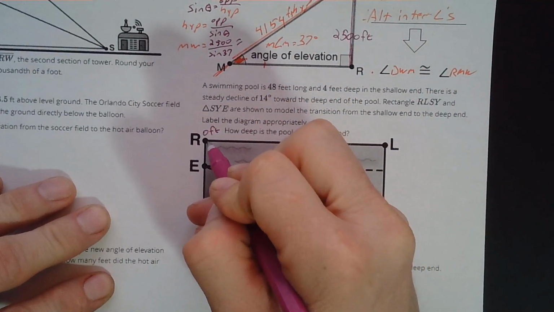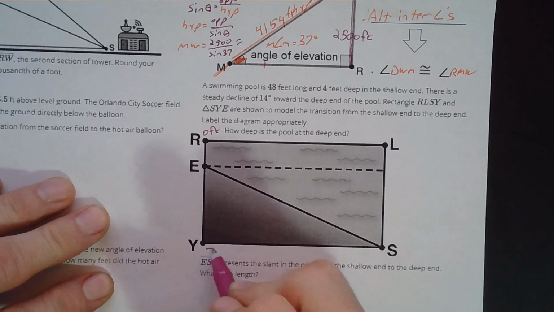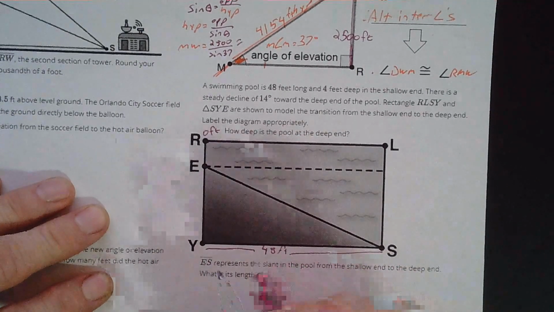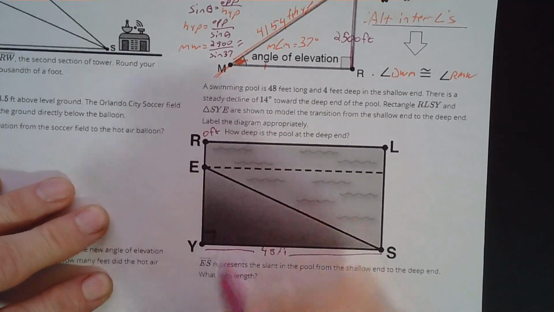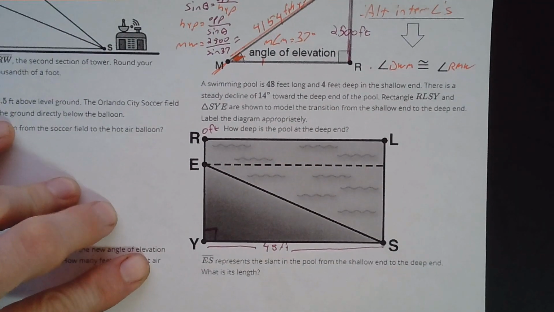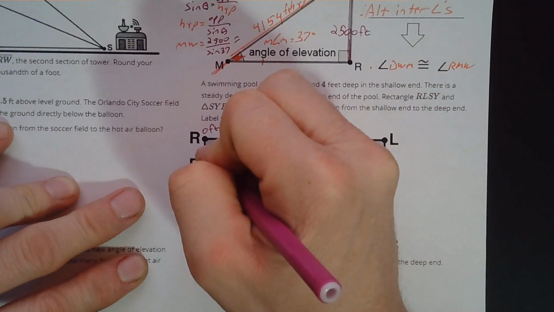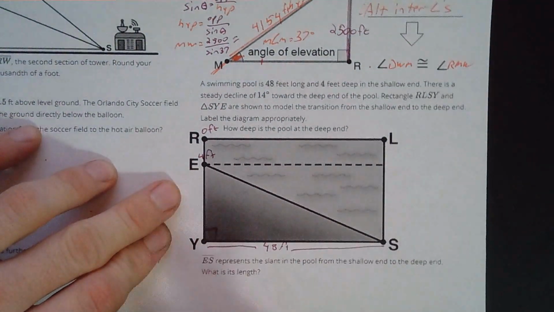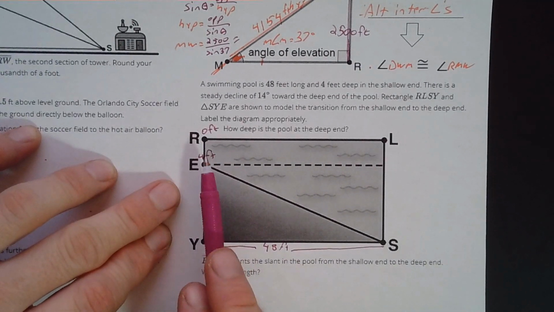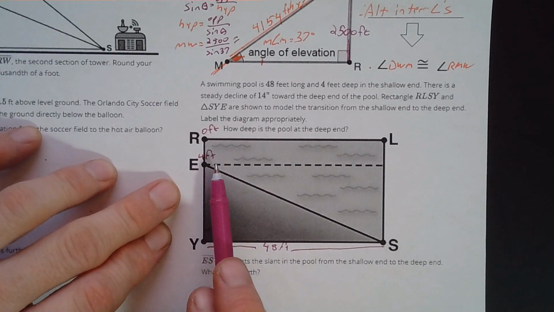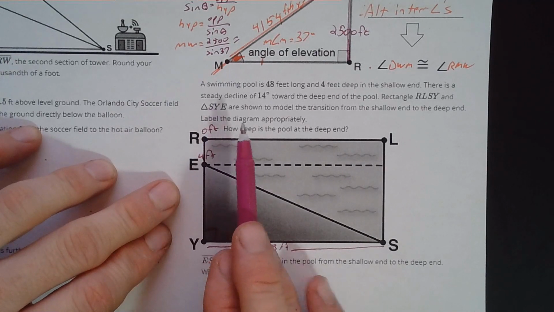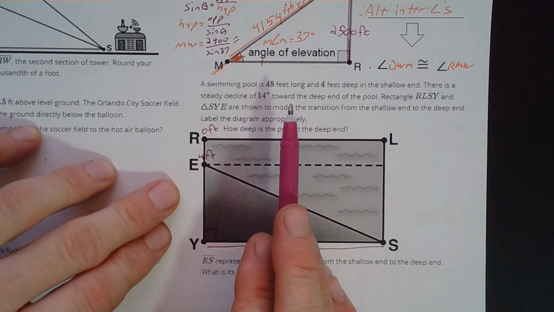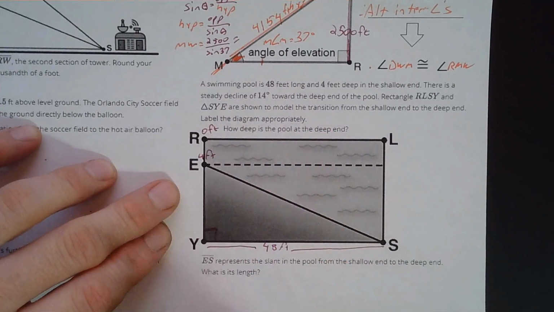This R, E, and X, all of these are 48 foot long. Okay, there's our 90-degree angle right there. You can hardly see it. Okay, this is 4 foot deep. Okay, that might be irrelevant. That might be our 0 point. Okay, there is a steady decline of 14 toward the deep end of the pool.